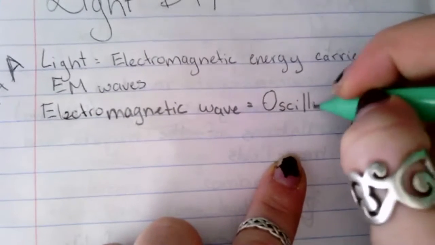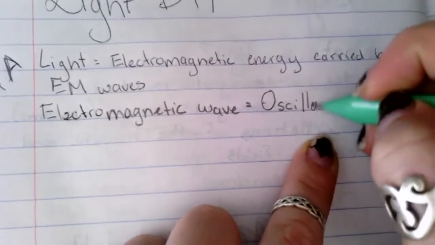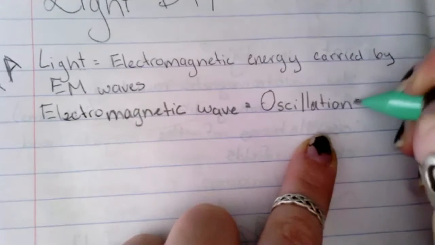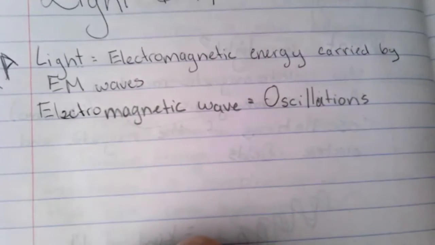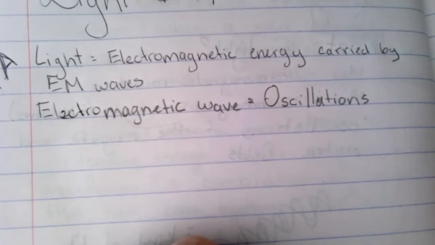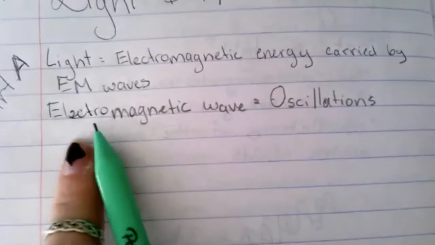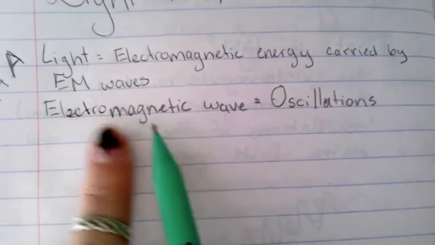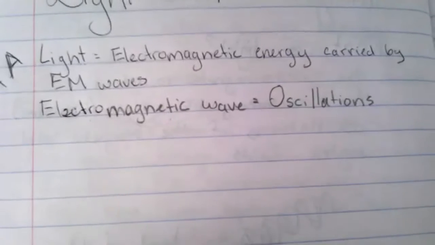Oscillation. Oscillations of, they're called electromagnetic waves for a reason.